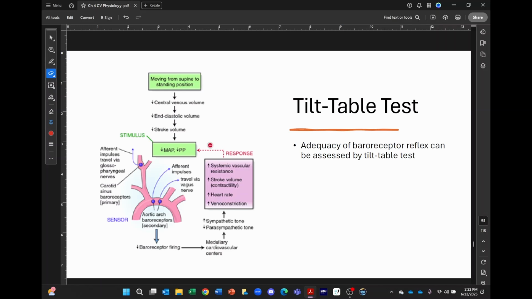signal that MAP decreased, from when you stand up, your pressure drops a little bit. Baroreceptor firing decreases, increase sympathetic tone, decrease parasympathetic tone to increase SVR, increase stroke volume, increase heart rate, increase vasoconstriction so that you don't have dizziness. That's what all these things do, so you have to know this baroreceptor reflex, how it works.